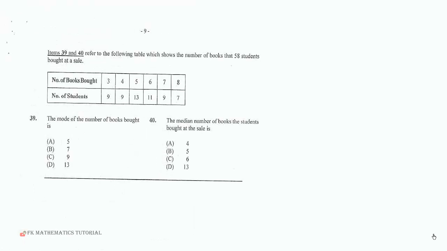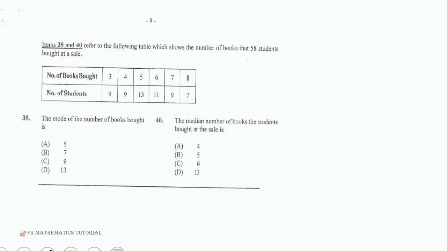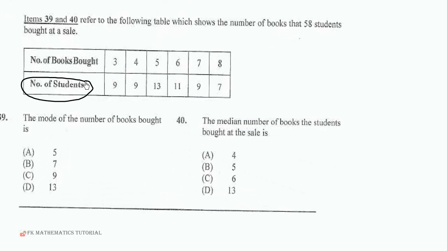Items 39 and 40 refer to the following table, which shows the number of books that 58 students bought at a sale. The mode of the number of books bought is the number of books bought that has the highest frequency. The frequency is the number of students. The highest frequency is 13. You trace it to the number of books bought, which is 5. Therefore, the mode is 5 books.